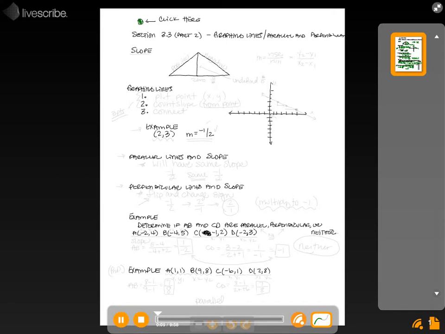Okay, this is section 3.3 part 2. This is the second part of our notes for section 3.3, and it's on graphing lines and what it means to be parallel and perpendicular in regards to slope.